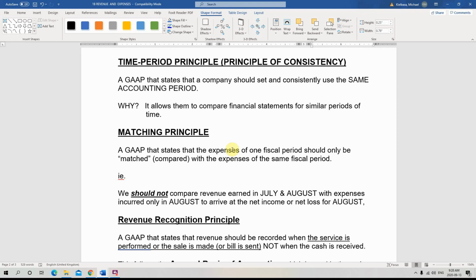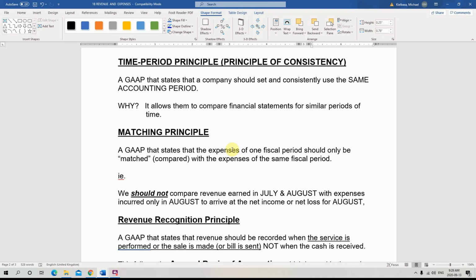So you can't take the revenue from 4 fiscal periods, so let's say January, February, March, April, and then compare them with the expenses of, let's just say, January. So if you're going to show the expenses for one fiscal period, you have to show the revenue of the same fiscal period. Okay, so that's to protect investors, because they know if you're going to show the expenses of a fiscal period, you have to show the revenue from the same fiscal period.